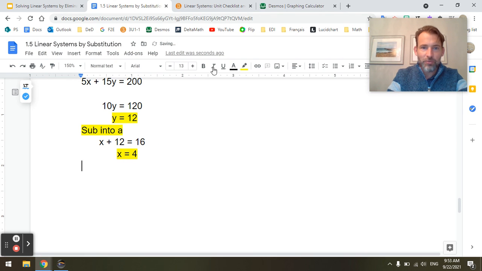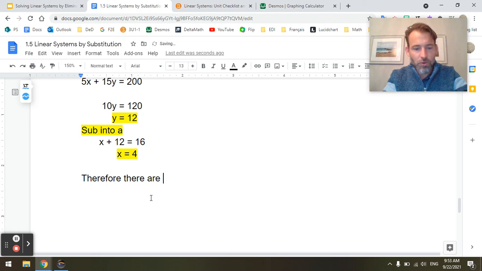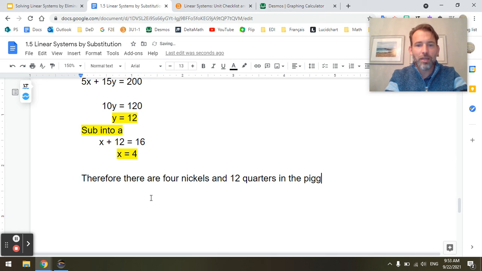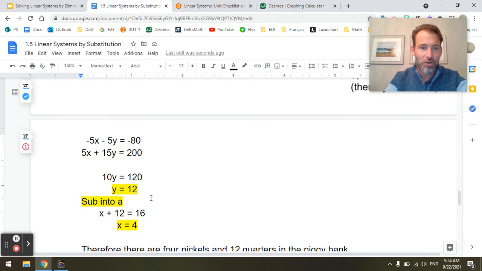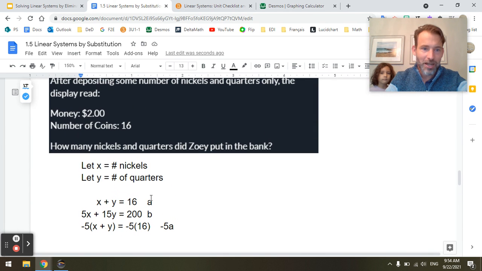And then I'm going to write my therefore statement. Those 3 dots that I write are therefore. Therefore, there are 4 nickels and 12 quarters in the piggy bank. There. And that would be a solution to that whole problem. So that's how I construct equations and then use those equations with the process of elimination to solve a real-world situation. Now, the real key there are my let statements.